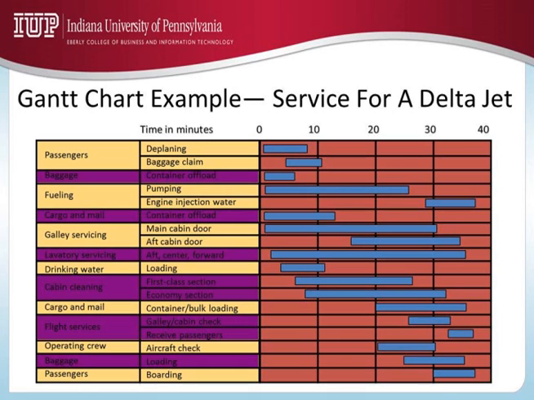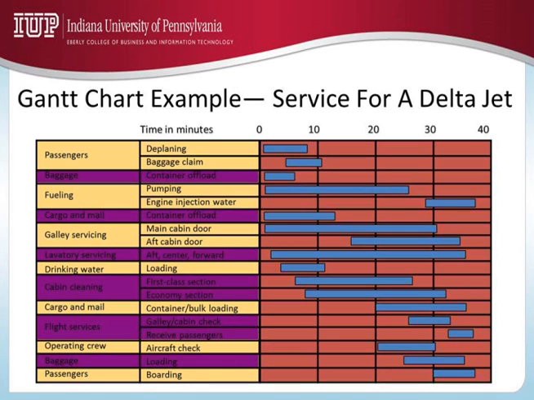Now, before I even get into the network methodology, let us spend a minute on the Gantt chart. Here is an example of a Gantt chart for servicing a Delta airline jet. This is from the time the plane lands to the time that the plane takes off or is ready for boarding. What are the activities that occur and how long does it take?